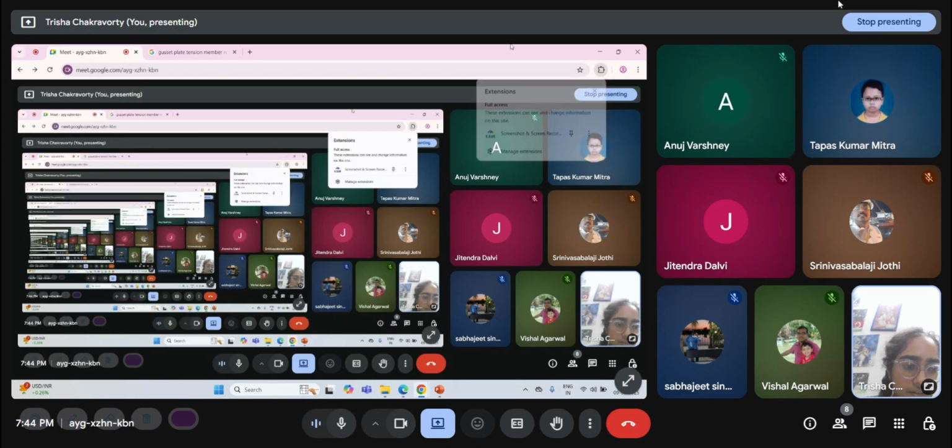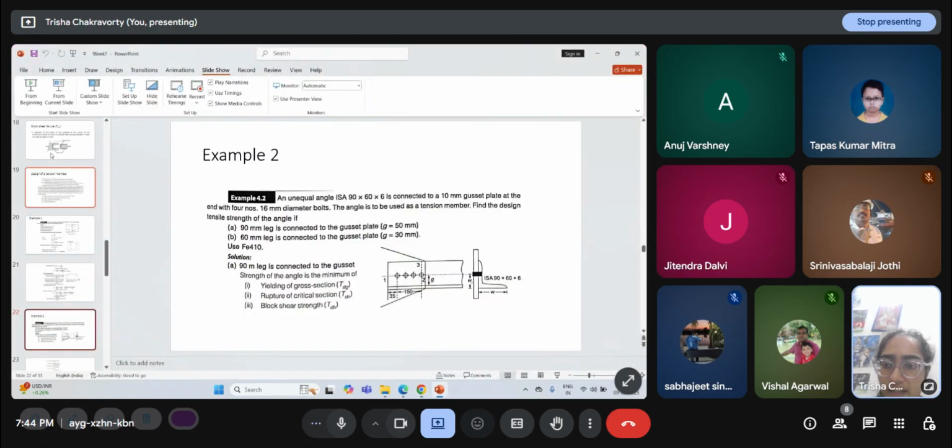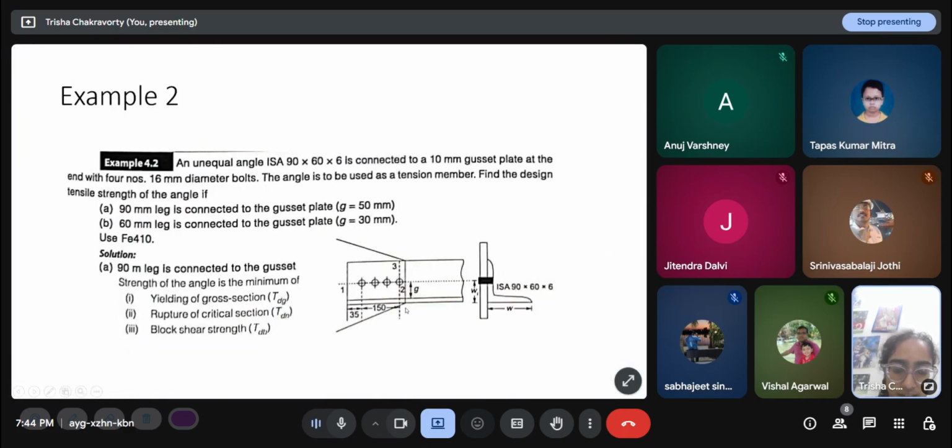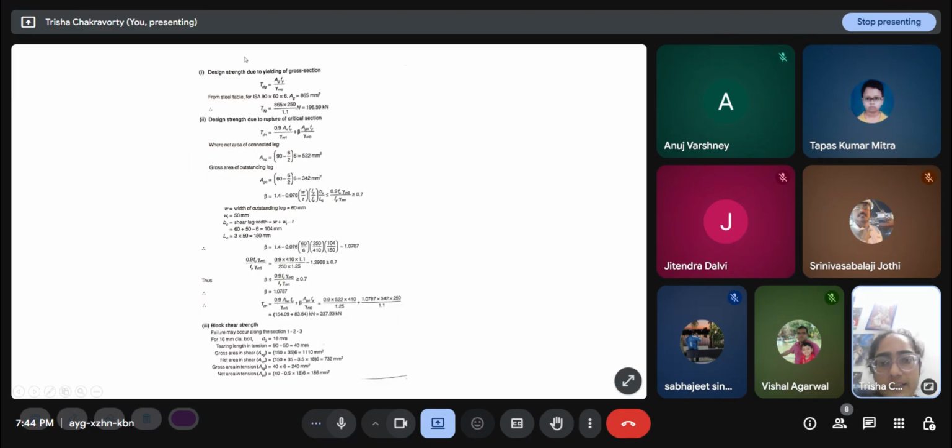In civil engineering, it's very important to visualize things. So this is the gusset plate, this is the angle, this is the connected leg, and the double line here is the outstanding leg out of the plane. Now when the 90 mm leg is connected here, design strength due to yielding of gross section is very simple. It's the gross area, which is from the steel table in SP 6. The gross area is given in the table: 865 into 250 divided by 1.1.